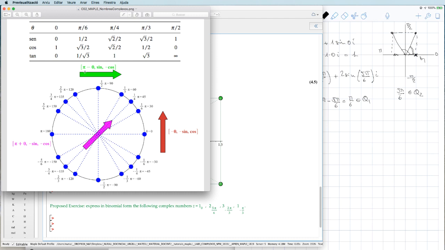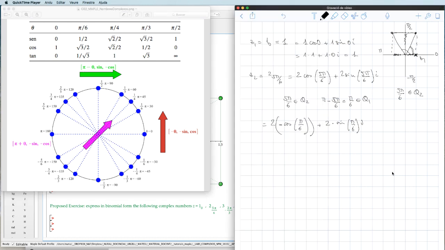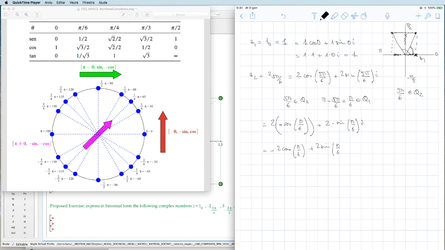So now what I have is 2 cosine, and I want to relate this one with the cosine of pi over 6, and I need to put a minus in front because these two values are negative, plus 2 sine of pi over 6. In this case, since the sign is the same, this is correct. I don't need to introduce a minus. So what I have is minus 2 cosine of pi over 6 plus 2 sine of pi over 6 i.